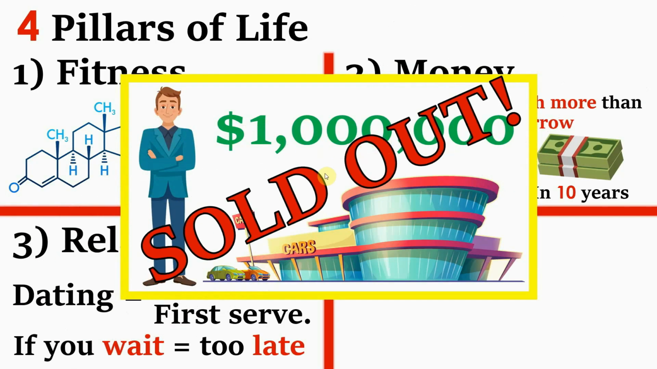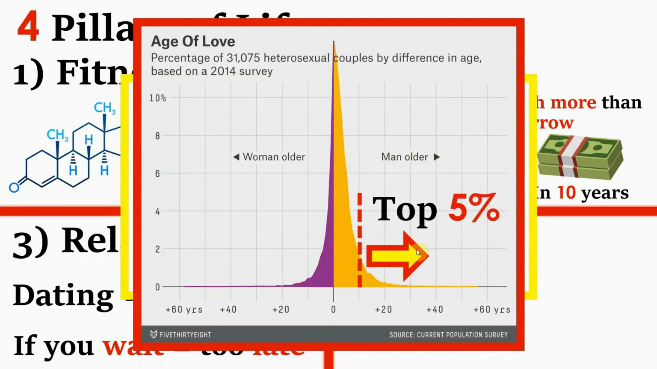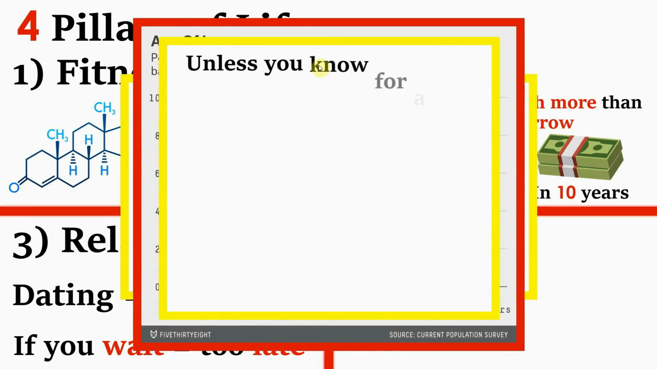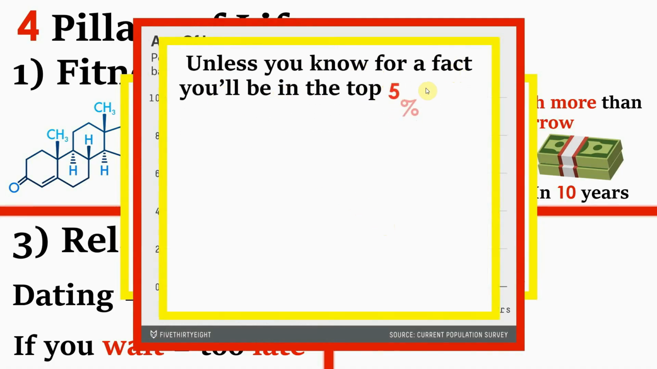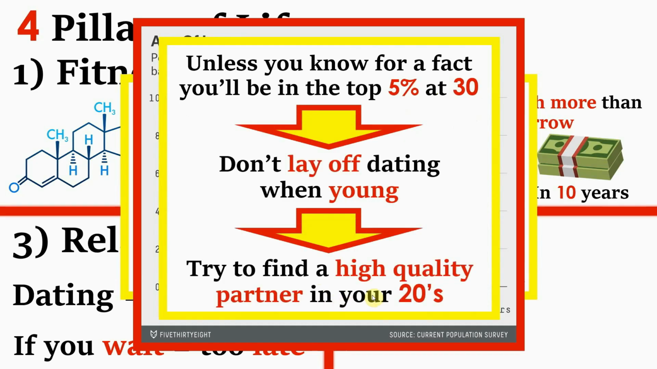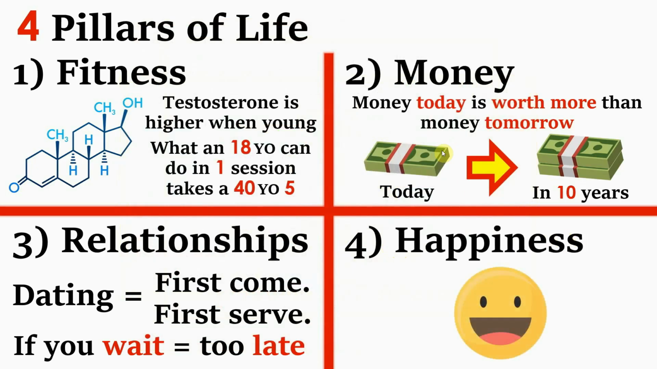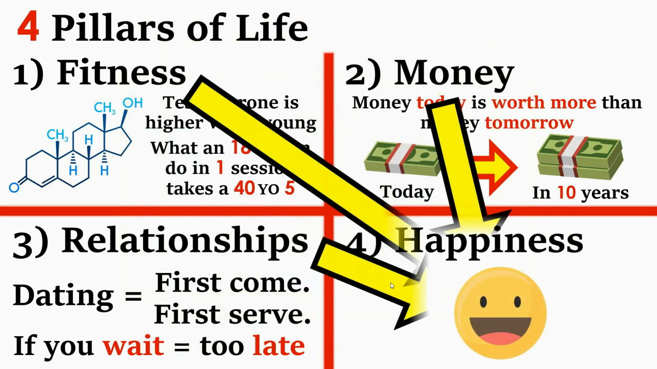And yes, although it is possible to date down in terms of age, this scarcely happens nowadays unless you're in the top 5%. So basically, unless you know for a fact you're going to be in the top 5% in your 30s, don't lay off dating when you're young. Try to find a high quality partner in your 20s if possible. And so I'm not leaving you in the dark, the last pillar is happiness. But I believe having these 3 other things set up in your 20s can lead to this one being fulfilled for the rest of your life.